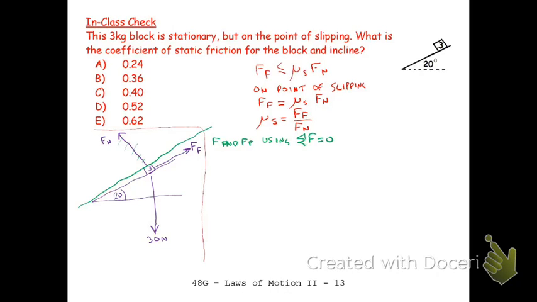Look at your diagram. That is my FF. It's its own component. Dot, dot, dot, dot. That is my component of the weight. I know that this is 30 sine 20. I know it's in a negative direction because I'm going to make that positive and that negative.